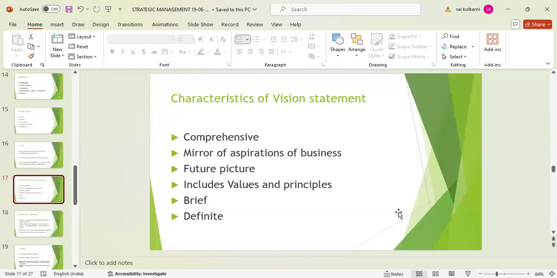And now the next and last characteristic of a vision statement is that it should be definite. Firm. The message should be clear. Only a single focus, and though it is comprehensive, it is definite. So this is the last characteristic of a vision statement. If all these characteristics are there, we can say it is an ideal or effective vision statement.